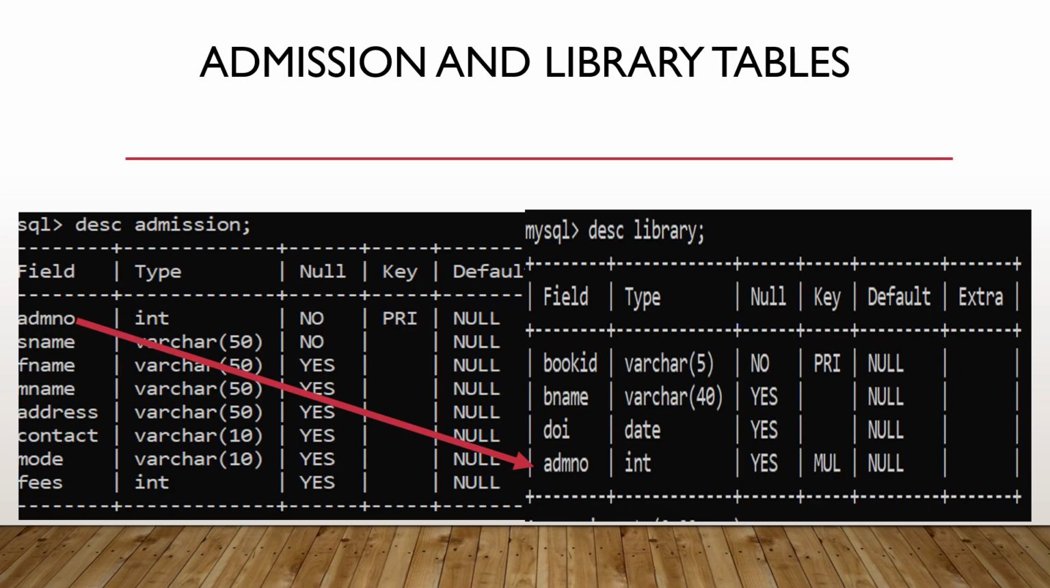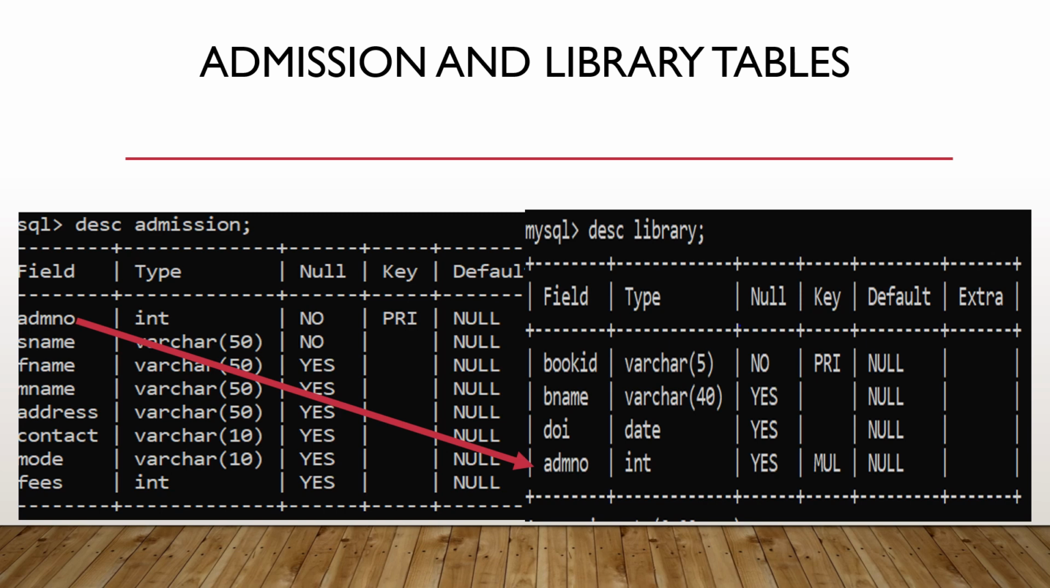Now as it is visible, the admission and library tables are in front of you. The admission table contains the admission number, name of the student, father's name, mother's name, address, contact, mode, fees. Library is maintaining the books issued by the students. Now, I do not need to repeat the name of the student, father's name, mother's name, address in the library table. I just need which book was issued by which admission number.